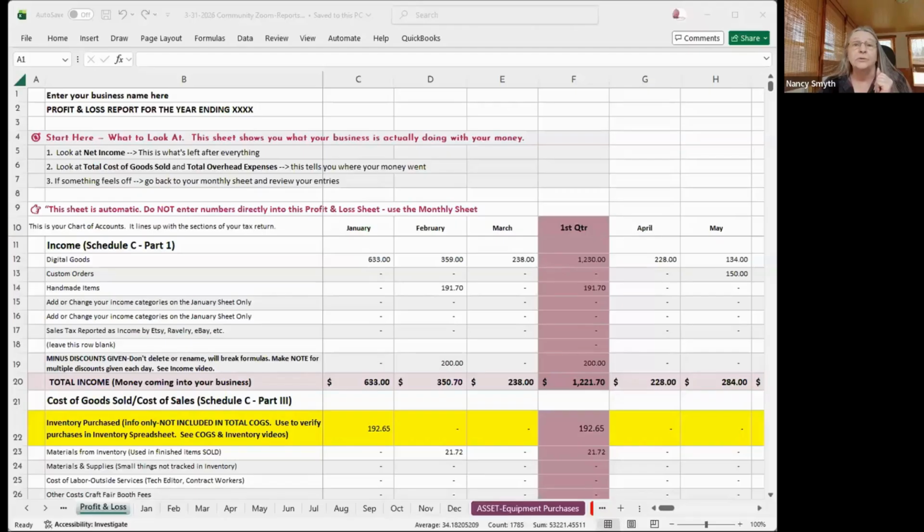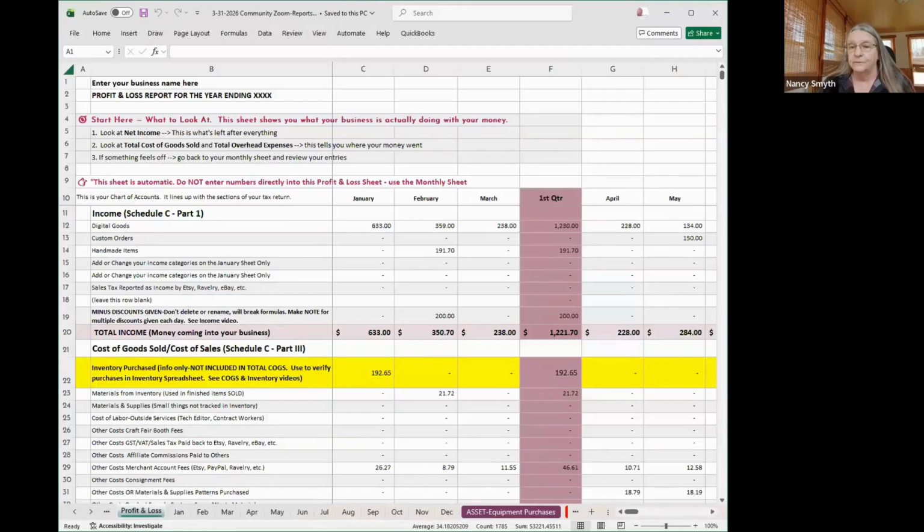God. Okay. Let me get that up here. Okay. Let me get rid of QuickBooks. And no, I don't want to. I'll just minimize that.